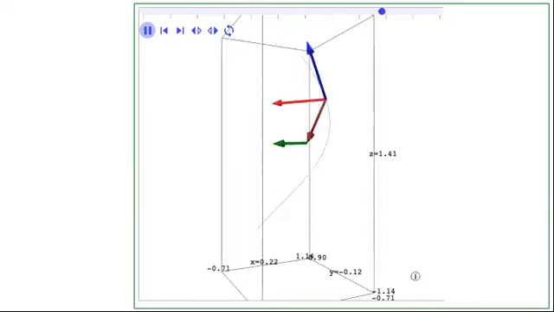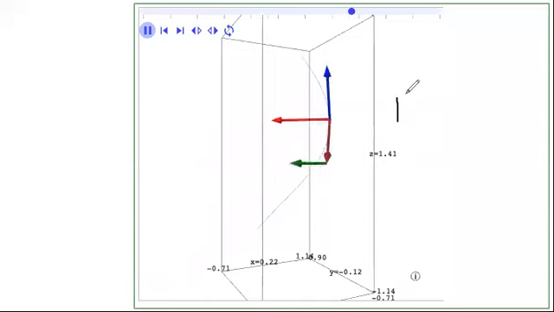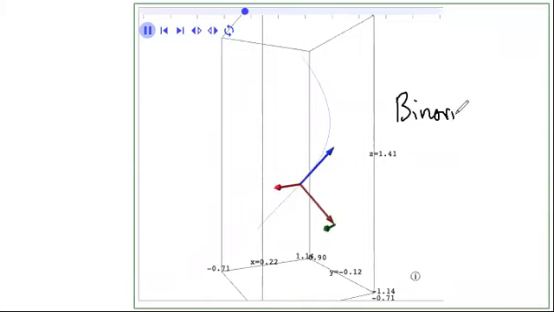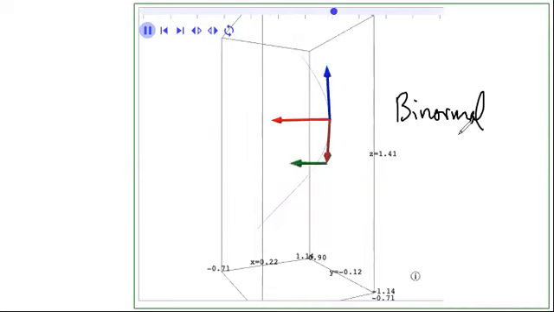The vector b is often called a binormal vector. That's why we use b, so binormal. It comes from the t and the n, and you cross them together to get the binormal, and the green is showing how it's changing.